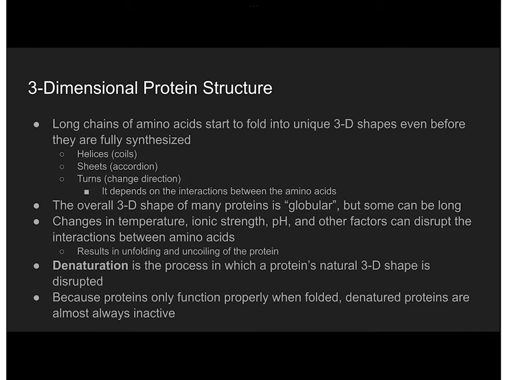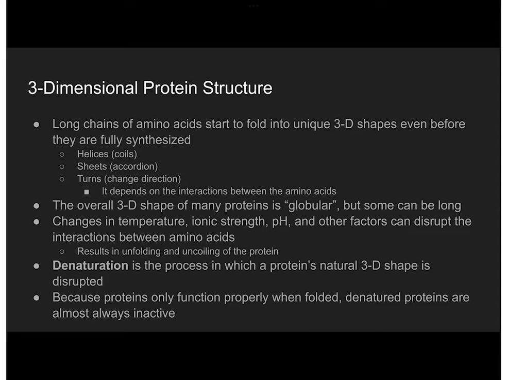And then things like changes in temperature, ionic strength, pH, and many other factors can disrupt those interactions between amino acids, the intermolecular forces, which can result in unfolding and uncoiling of the protein.